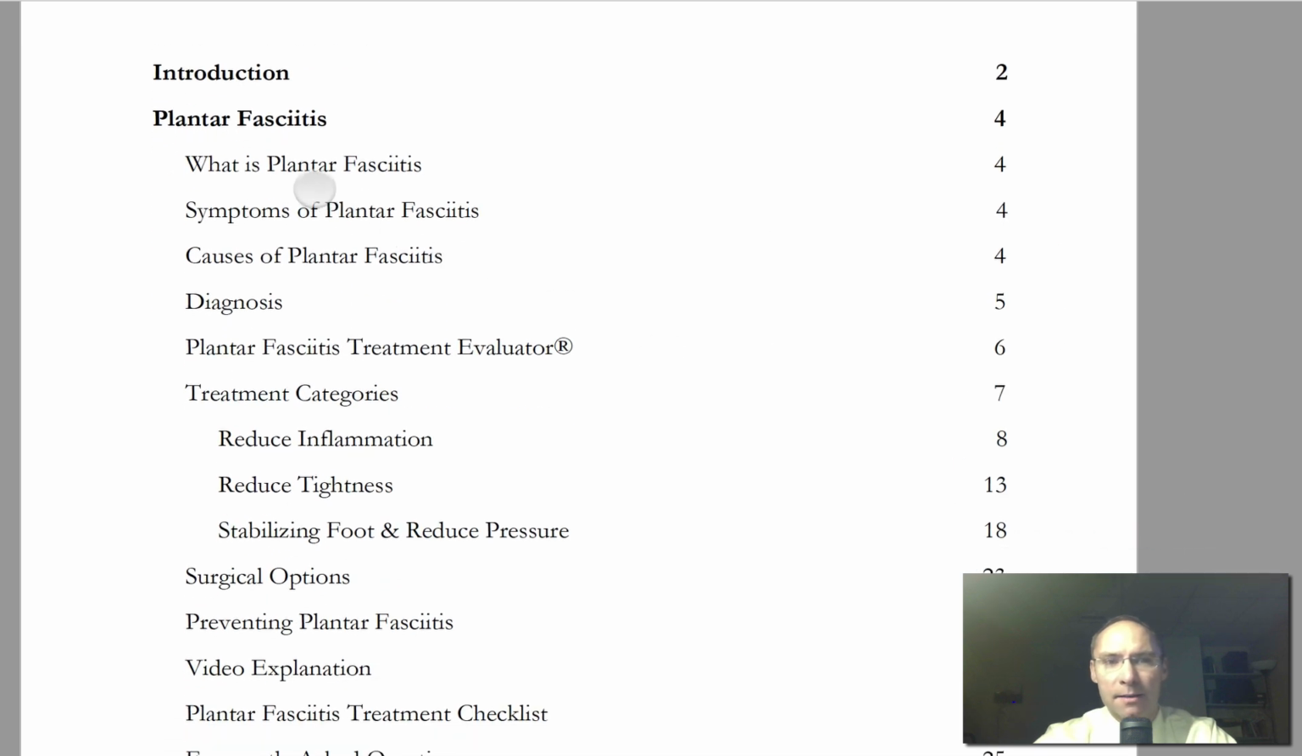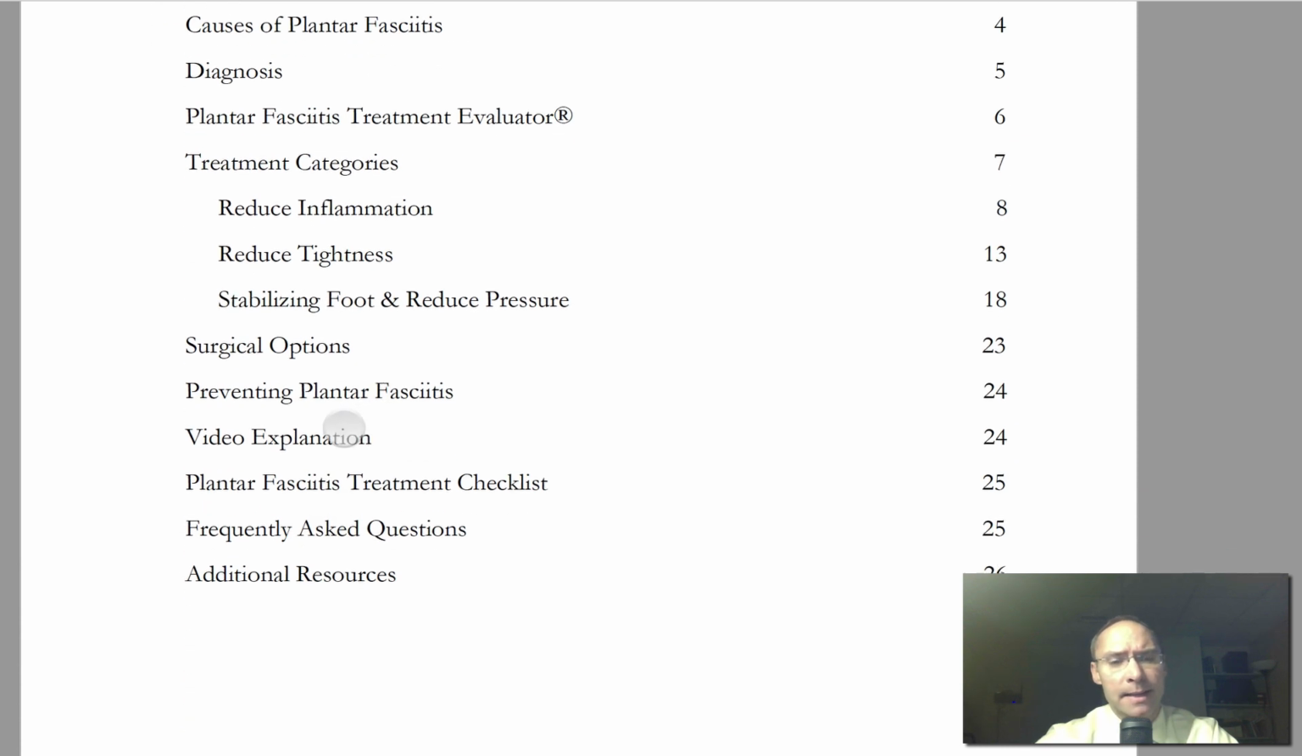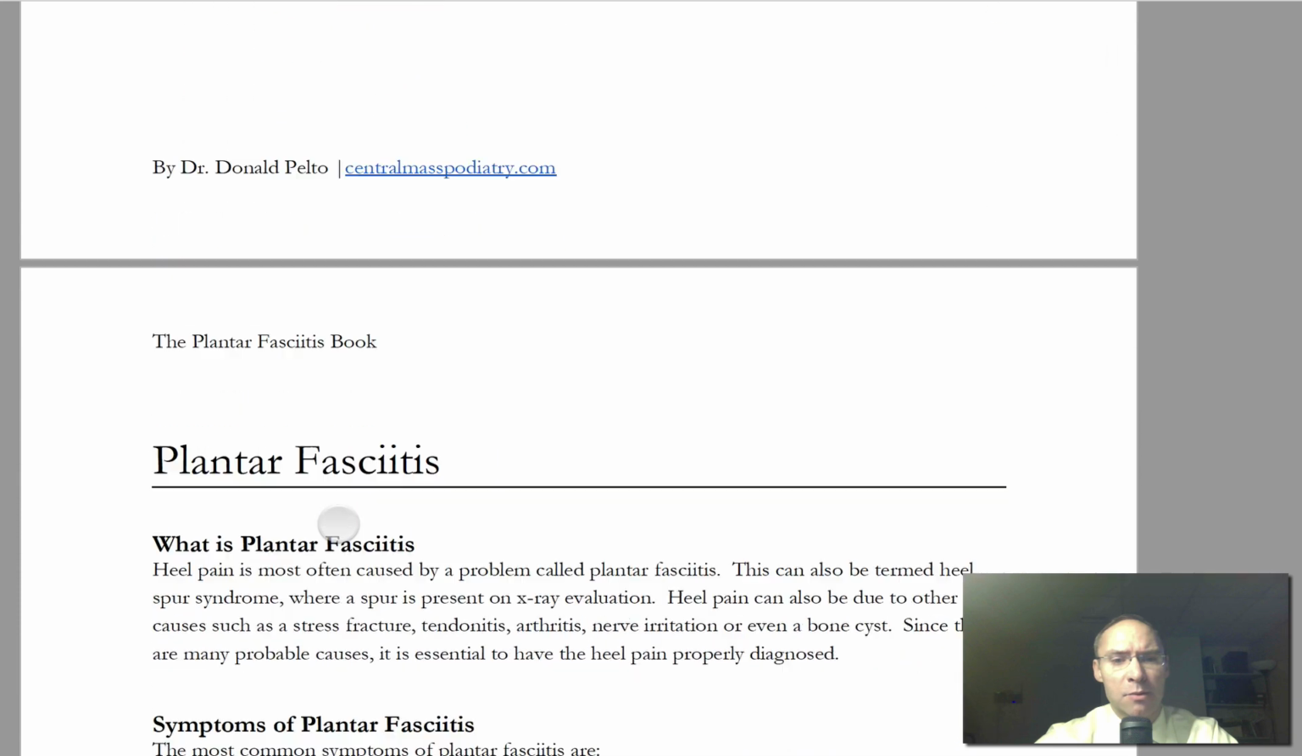The outline explains what plantar fasciitis is, the symptoms, the causes, diagnosis, and then something I put together called the Plantar Fasciitis Treatment Evaluator. The reason I put this together is because many times when you look online, there's a lot of different treatments and you're not really sure how to evaluate what's the most effective. And that's where I like to spend most of my time. All the other treatments are things that you can find online, and then some other checklists that I put together.